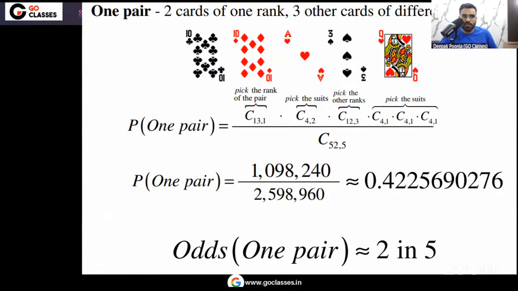And let me tell you, if the odds are good, if the chances are good, then that card hand, that poker hand has lowest value.